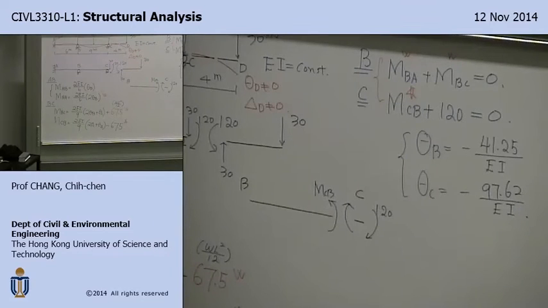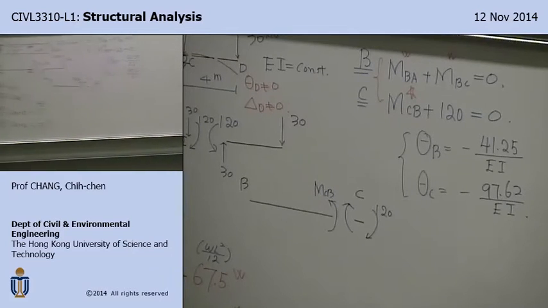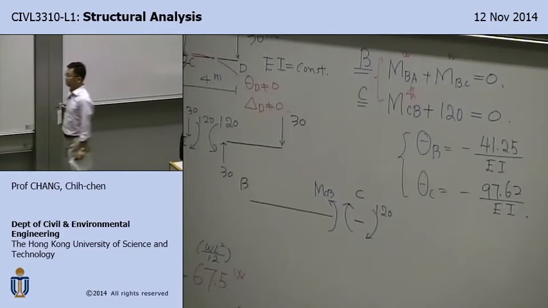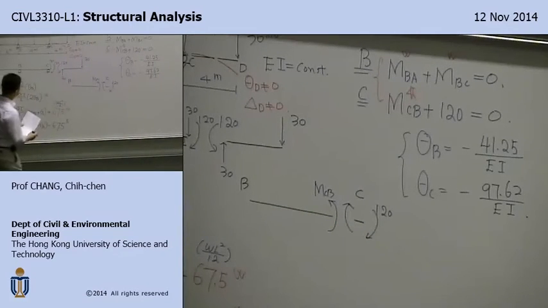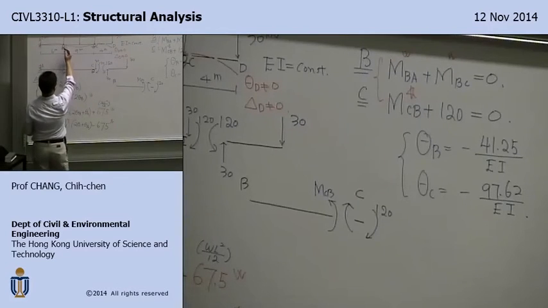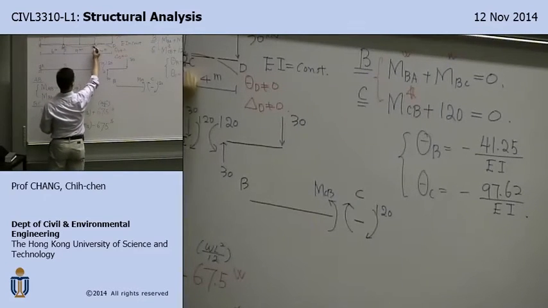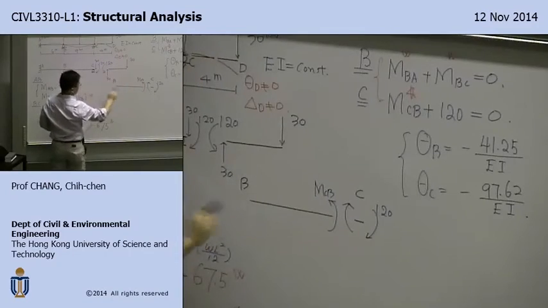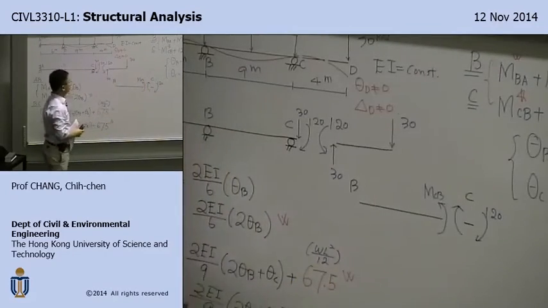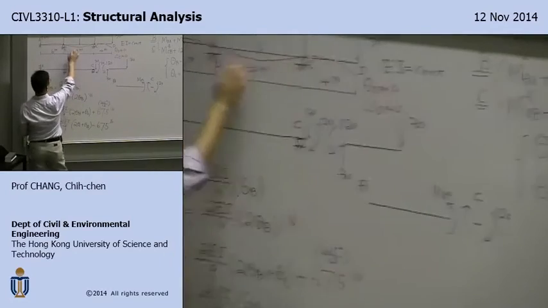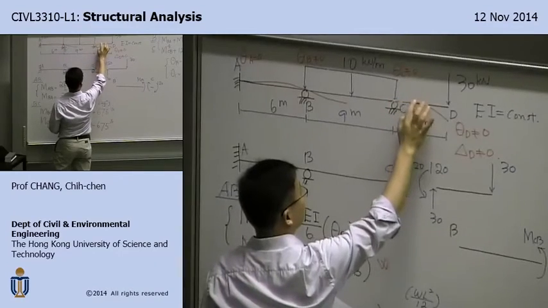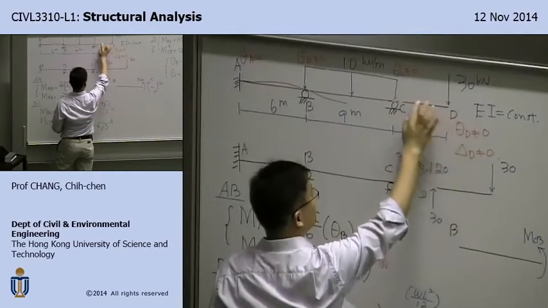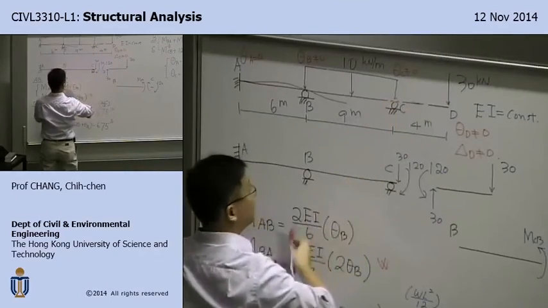They are negative, indicating they are doing clockwise. So this is clockwise. This is counterclockwise. But the results tell you that both of them are clockwise. So we need to modify our deformed shape. So it should be a clockwise rotation.